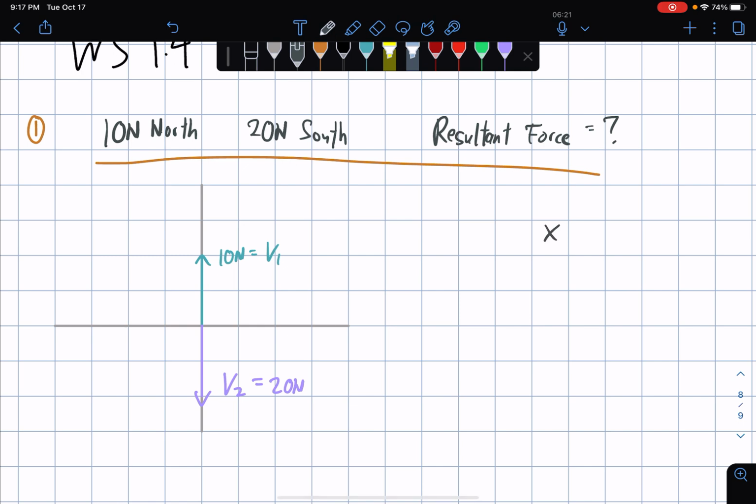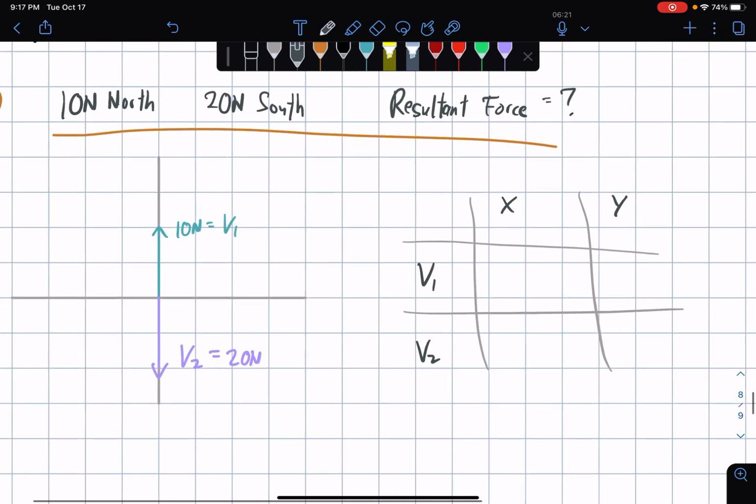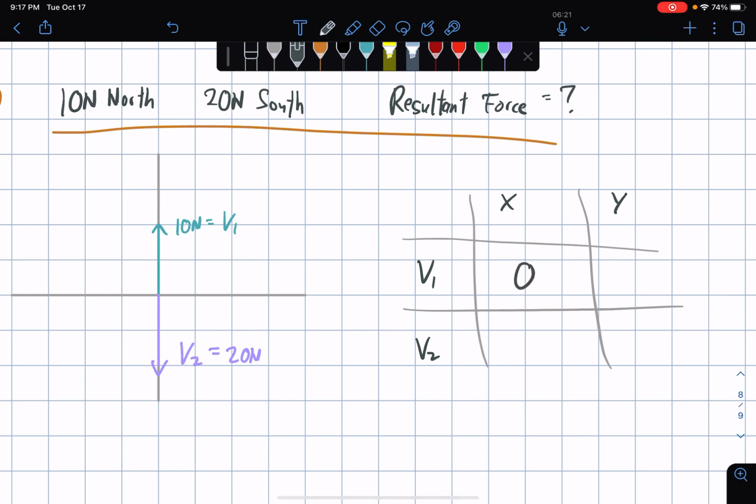So in making the table, basically x, y, and then v1 and v2. And then make a table out of it. So what is the x value in v1? It's 0, since in the x-axis, we literally find the coordinates of this one. And you can see that it's 0, 10. For x, it's just 0, so it's not positive, it's not negative. For the y value, which is 10, it's positive 10. So plus 10 over there.